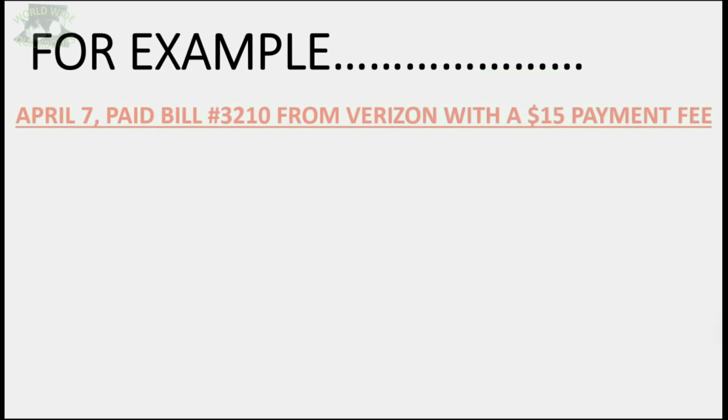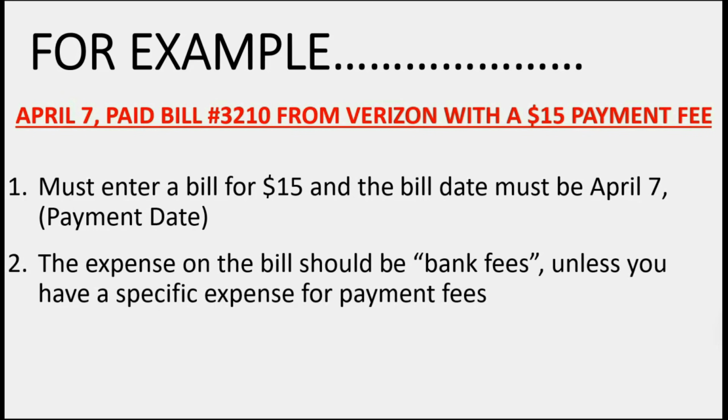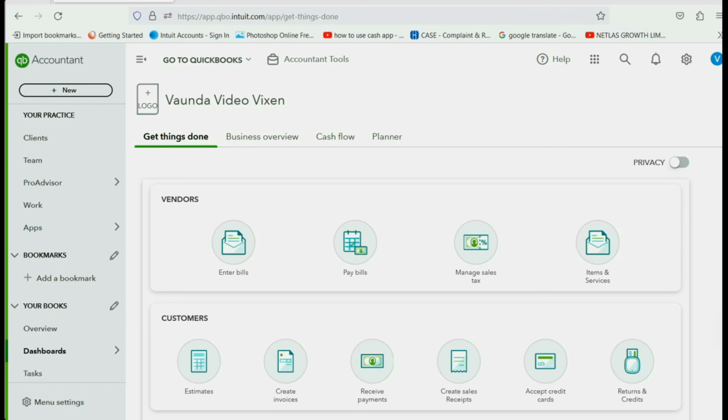For example, let's imagine on April 7th, we paid bill number 3210 from Verizon with a $15 payment fee. We must first enter a bill for $15, and the bill date must be April 7th. The expense on the bill should be the bank fees expense unless you have a specific expense for payment fees. And you can put in the description field the name of the pay platform if it helps you look at it later. So let's take a look at how to record the entire set of transactions in this case.